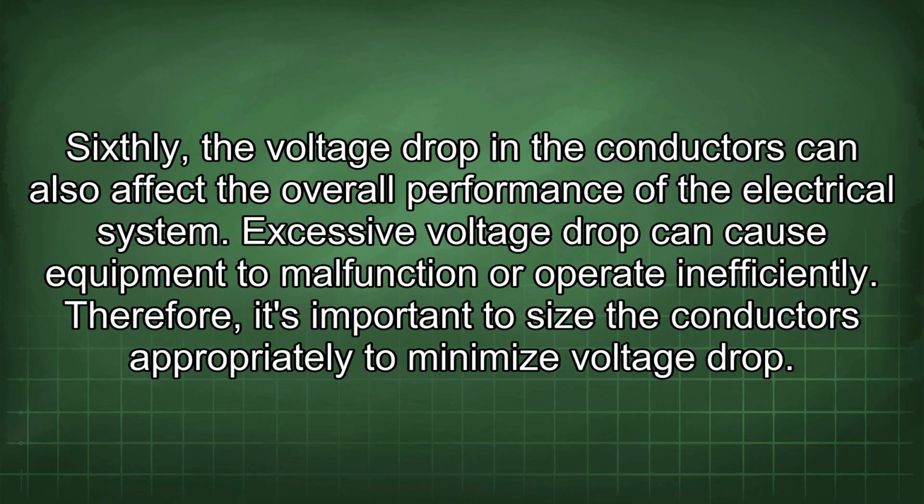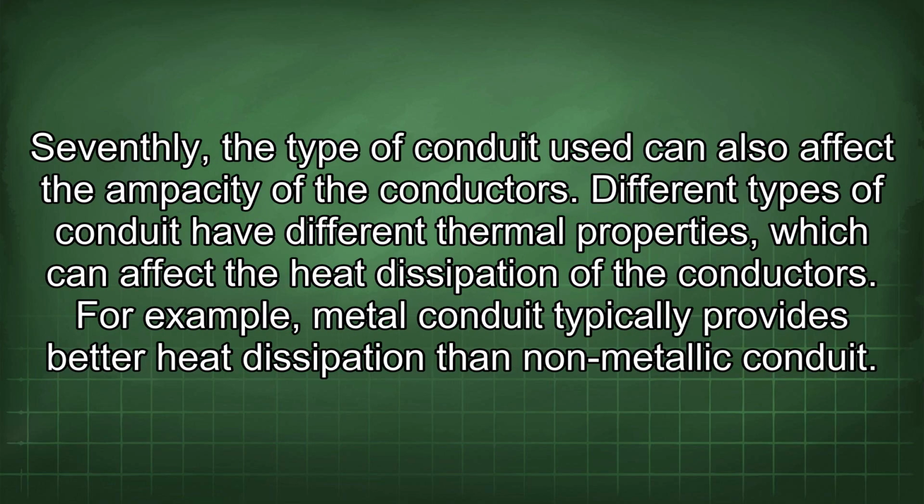Sixthly, the voltage drop in the conductors can also affect the overall performance of the electrical system. Excessive voltage drop can cause equipment to malfunction or operate inefficiently. Therefore, it's important to size the conductors appropriately to minimize voltage drop. Seventhly, the type of conduit used can also affect the ampacity of the conductors. Different types of conduit have different thermal properties, which can affect the heat dissipation of the conductors. For example, metal conduit typically provides better heat dissipation than non-metallic conduit.